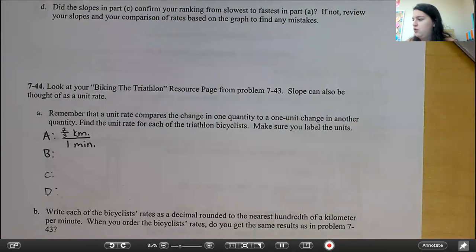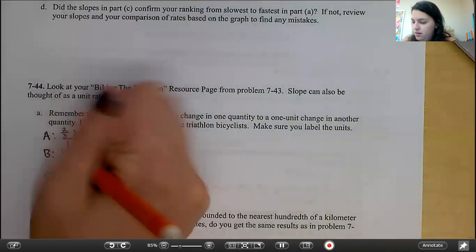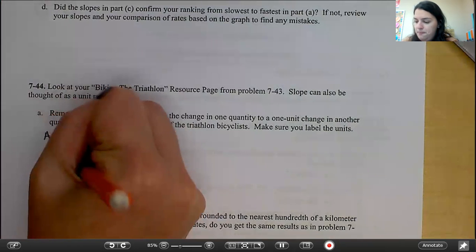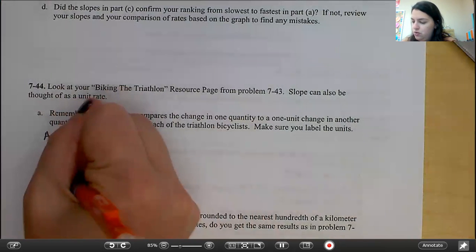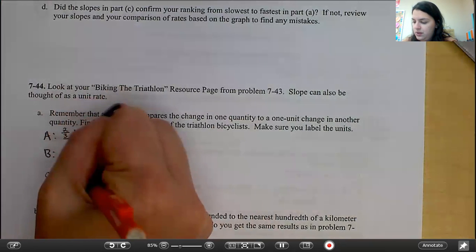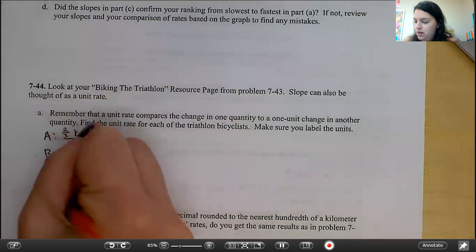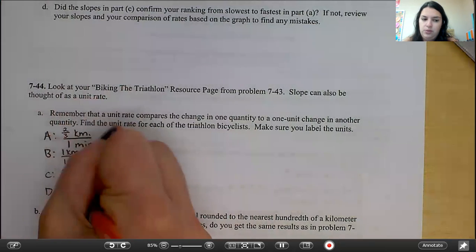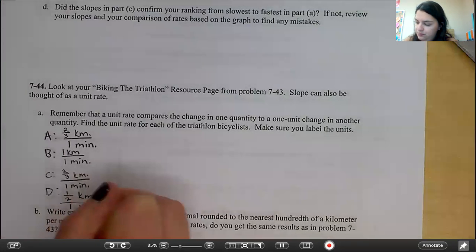Okay, if you're back with me, you've tried B, C, and D. So B should be 1 kilometer per every 1 minute. C should be 2/3 kilometers every 1 minute. And D should be 1/2, sorry, I'm running out of room, kilometer for every 1 minute.